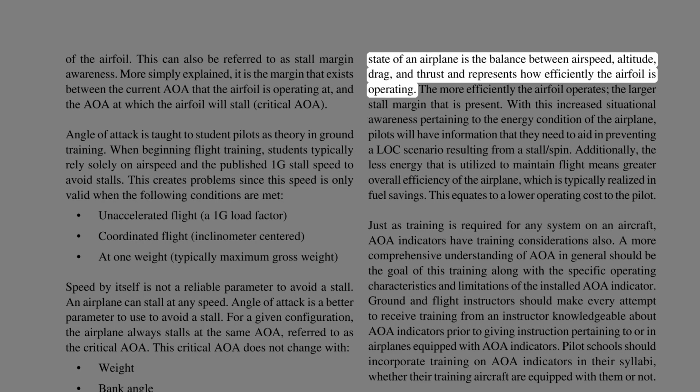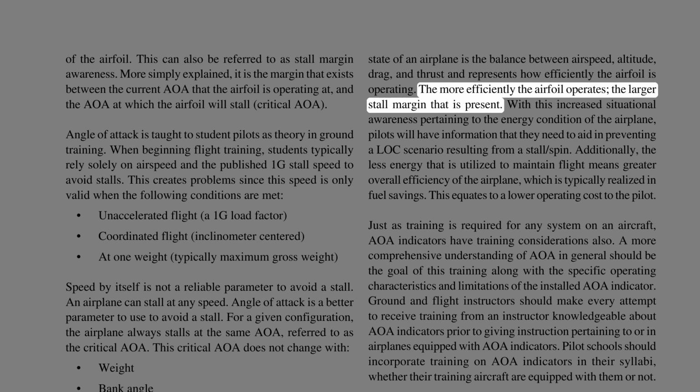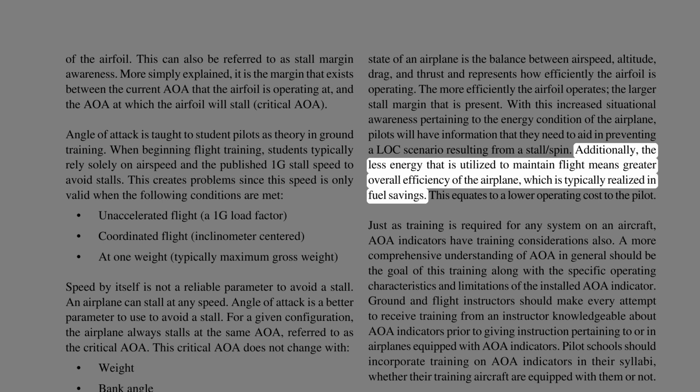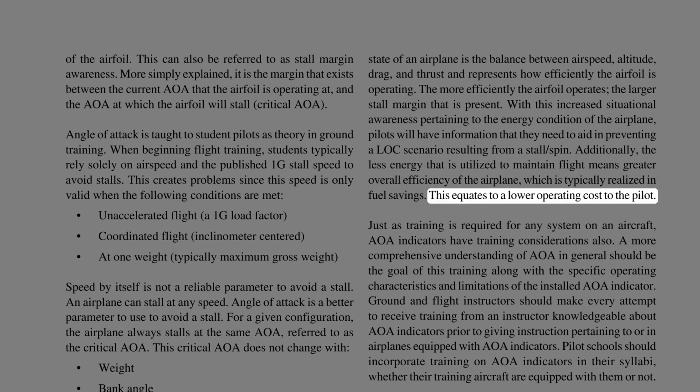The energy state of an airplane is the balance between airspeed, altitude, drag, and thrust and represents how efficiently the airfoil is operating. The more efficiently the airfoil operates, the larger the stall margin that is present. With this increased situational awareness pertaining to the energy condition of the airplane, pilots will have information that they need to aid in preventing a loss of control scenario resulting from a stall spin. Additionally, the less energy that is utilized to maintain flight means greater overall efficiency of the airplane, which is typically realized in fuel savings. This equates to a lower operating cost to the pilot.